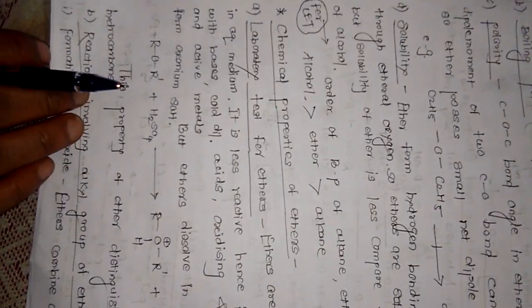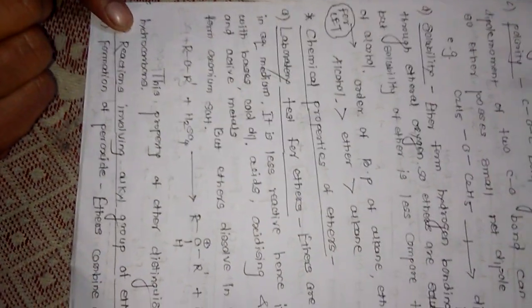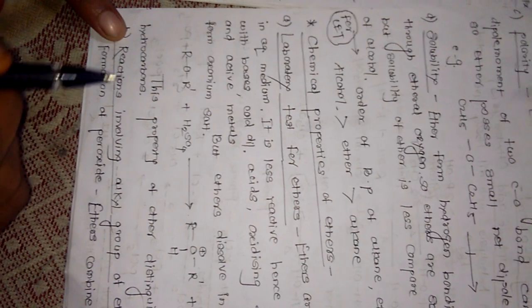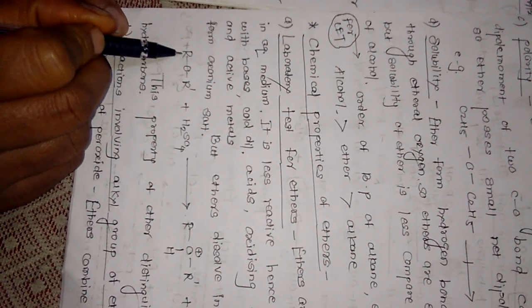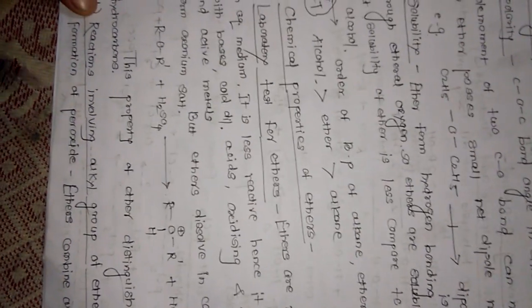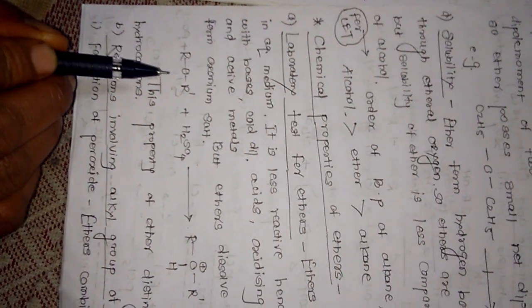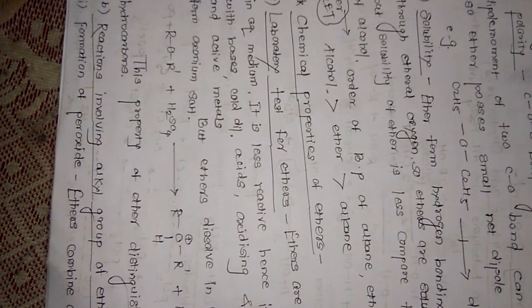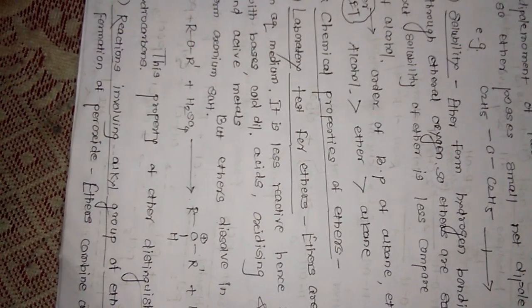First is the laboratory test for ether. Ether is ROR. Ether is a neutral compound in aqueous medium. This ROR linkage is strong, hence they are less reactive. So this ether, simple as well as mixed, does not react with base, cold dilute acid, oxidizing or reducing agent, or active metal. Means the reactivity of ether is less.